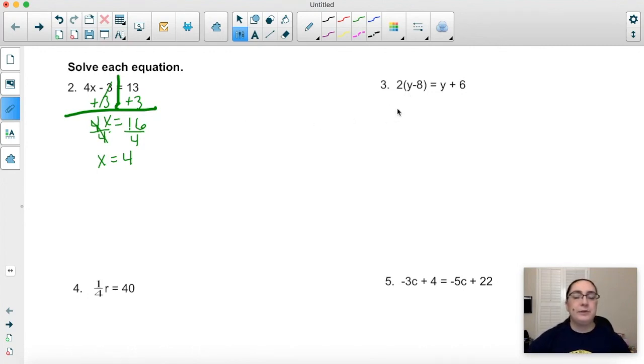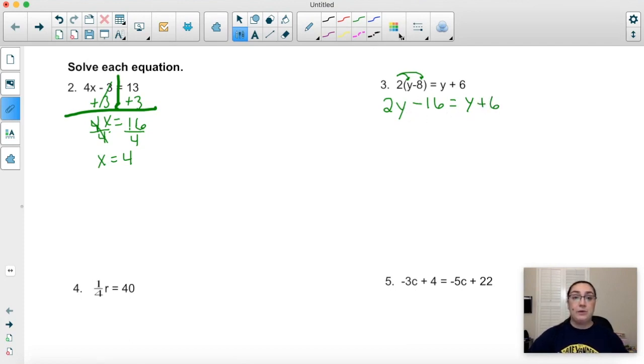Here for number 3, notice how we have 2, and then it says open parentheses. So we actually have to distribute the 2 into each term here. So to distribute into each term, we're going to multiply 2 times y, which is 2y, and then 2 times -8, which is -16. And then you bring everything else down because you didn't have to do anything to the other side.